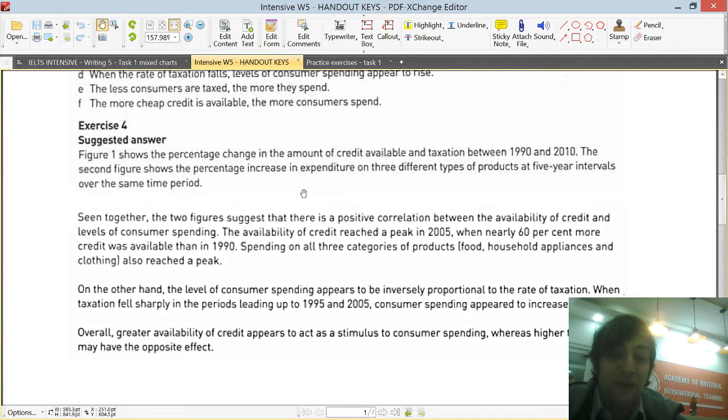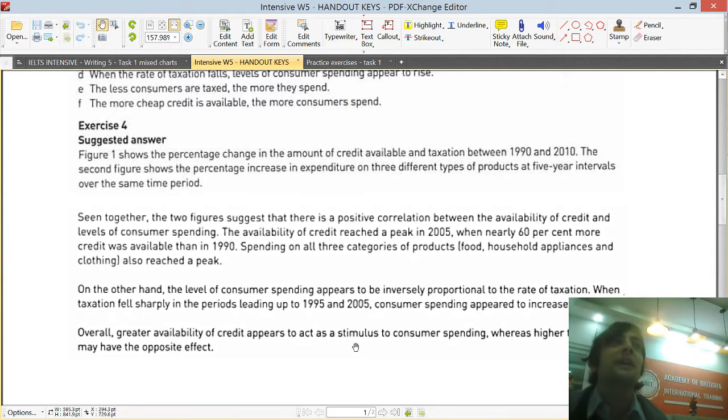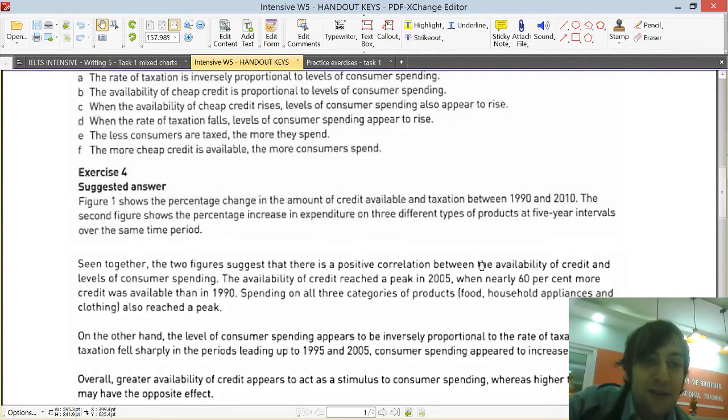Overall, greater availability of credit appears to act as a stimulus to consumer spending, whereas higher taxation may have the opposite effect. Just in case you don't already know, a stimulus means something that increases, improves, or energizes something. Okay? For example, if we think about food and drink, coffee is a stimulant because it energizes you. So in this sort of way, credit is a stimulus to consumer spending because it boosts it, energizes it, it increases it. Okay?